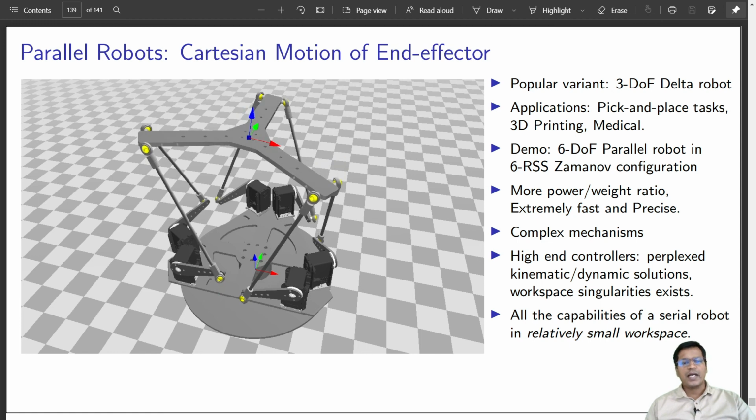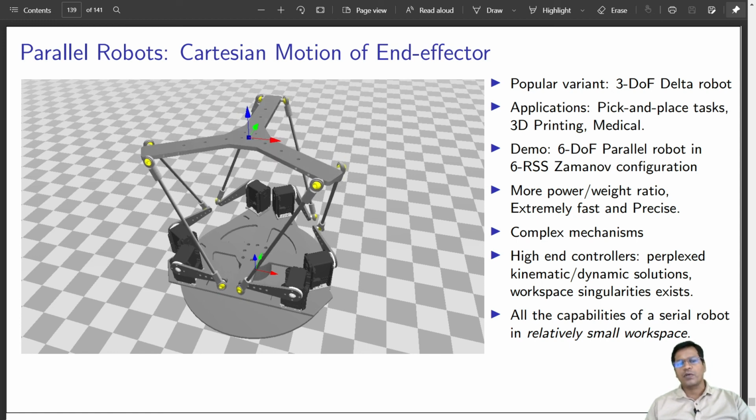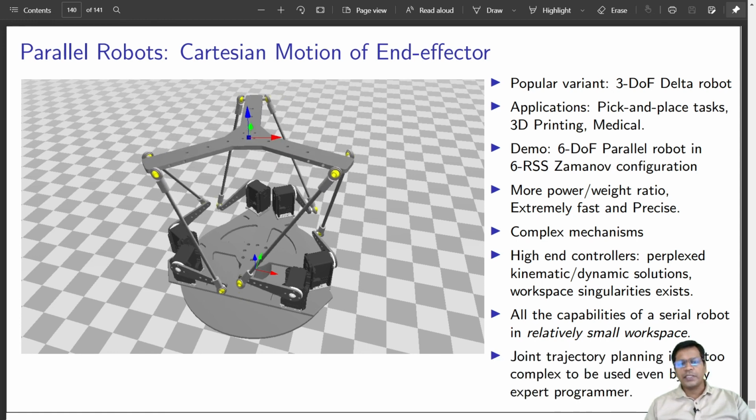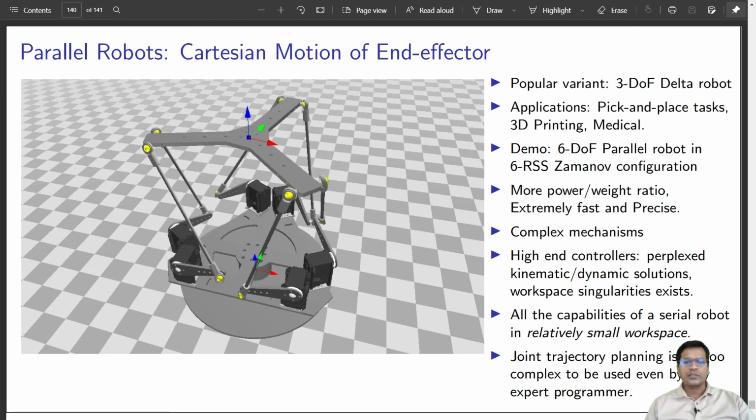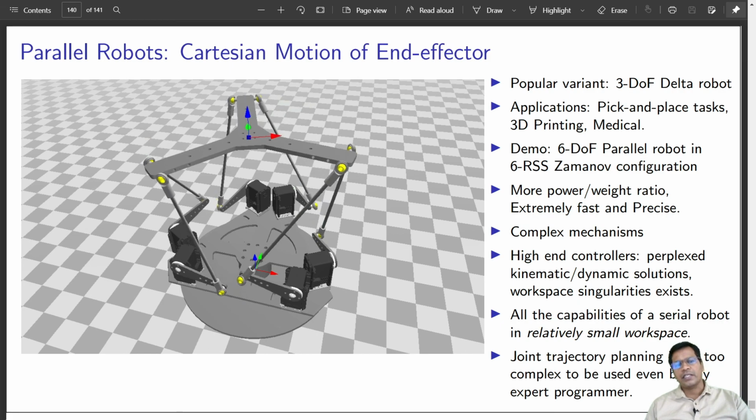However, they have a relatively small functional workspace. Using joint space trajectory for this type of robot is far too complex to be used even by an expert user.